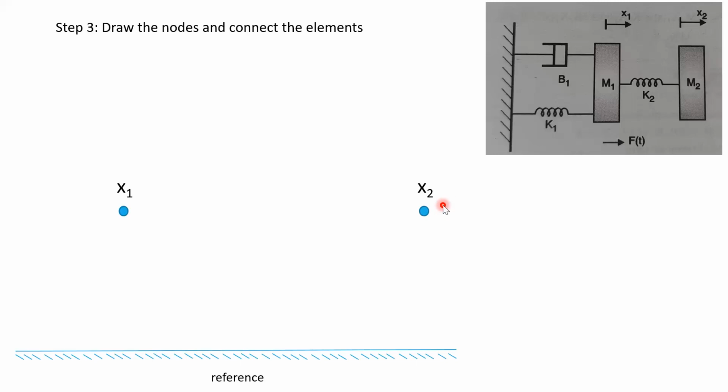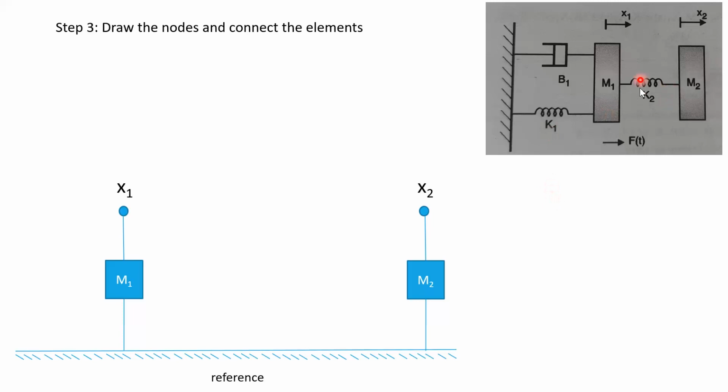Now first thing that we have to draw is masses. So first mass m1 is connected between x1 and reference, so I'll simply draw a straight line and a box with name m1 to represent the mass 1 in between x1 and reference. Similarly, I'll draw a straight line and a box m2 to represent mass m2. So these are the two masses. Then there are two springs K1 and K2.